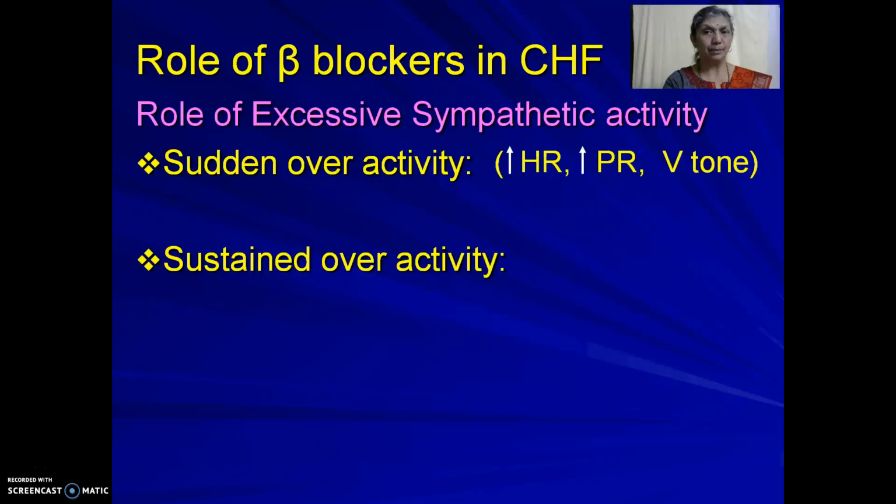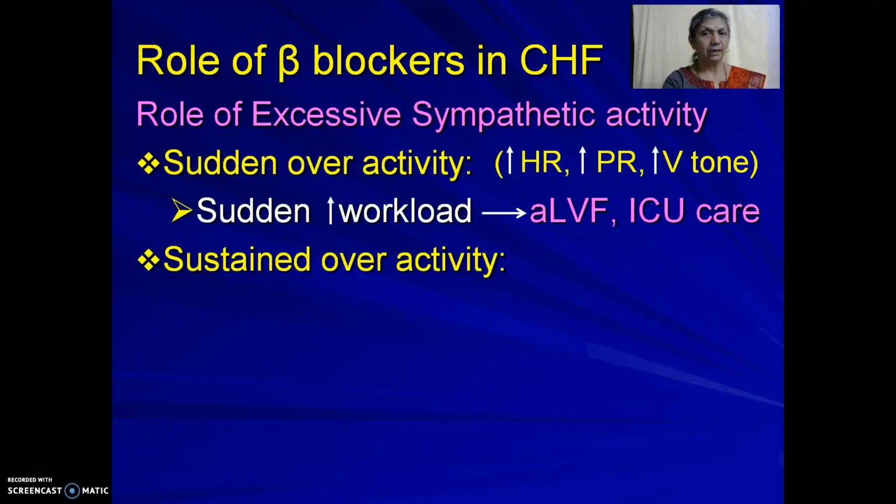But the important culprit leading to exacerbation of the situation because of sudden sympathetic overactivity is the tachycardia, increase in heart rate. And so beta blockers can help avoid this sudden exacerbation. So sudden increase in workload because of tachycardia and vasoconstriction can push a patient who is ambulatory into acute aLVF and ICU care. And as I said, the important culprit is tachycardia.